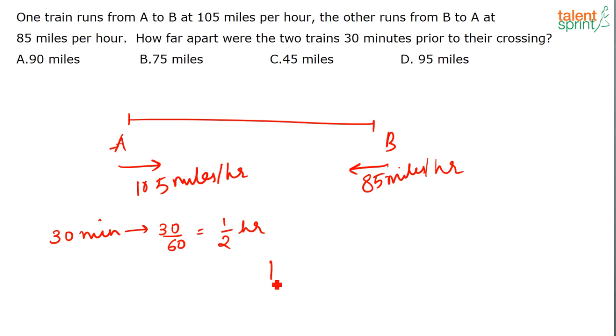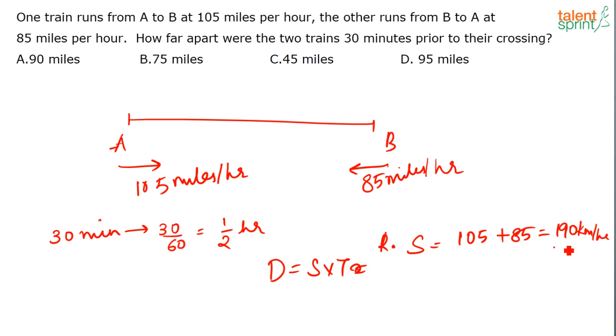See, distance we know is equal to speed into the time, correct? But here we have two objects traveling in the opposite direction, so the net speed is considered as the relative speed between the two objects, that is equal to the sum of the speeds of the two objects, correct? So, this is equal to what? The net speed, or relative speed, is equal to 105 plus 85, that is equal to 190. Correct, this is the relative speed, 190 kilometers per hour.